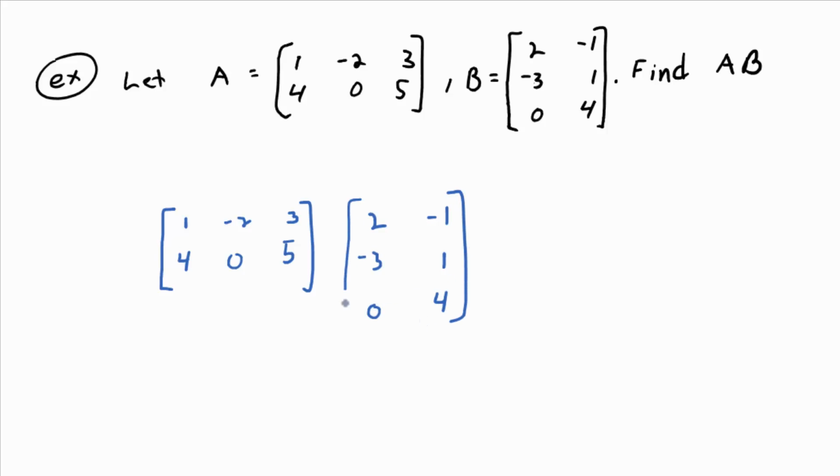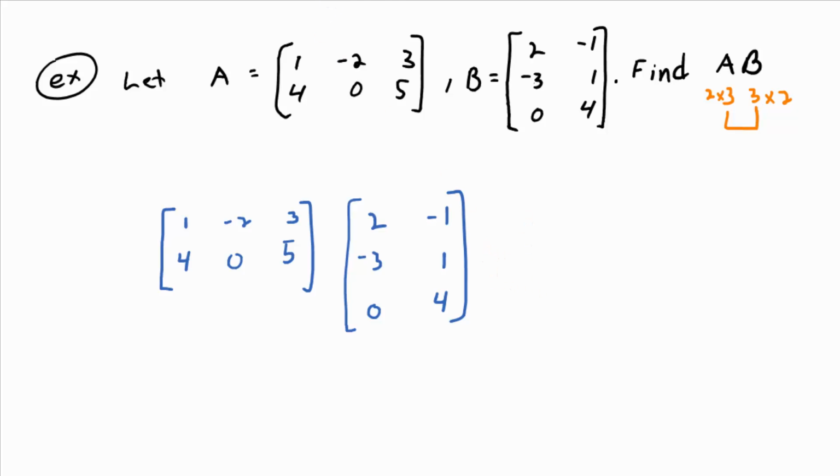And let's first analyze the dimensions. What would the dimensions of A be? The order of A, same thing. 2 by 3. And what's the order of B? 3 by 2. Do the inner numbers match up? Yeah. So the multiplication is going to be possible, and here's how you do it.